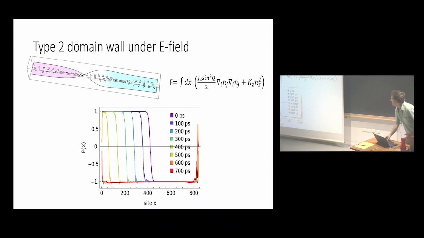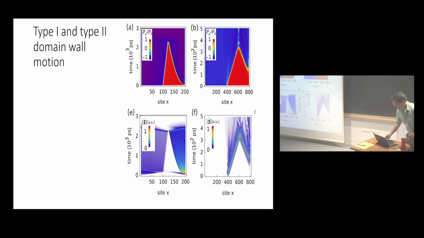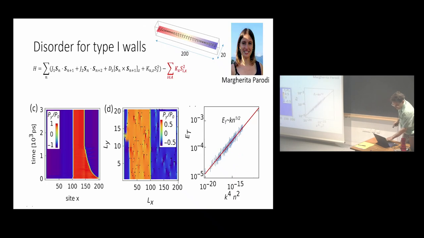So type 2 domain walls, they are normal. Basically, one can write simple Landau theory for them in terms of this normal plane, and you see, compared to this complicated behavior where velocity is changing with time, here velocity is basically constant. Then with disorder, there is also interesting behavior.